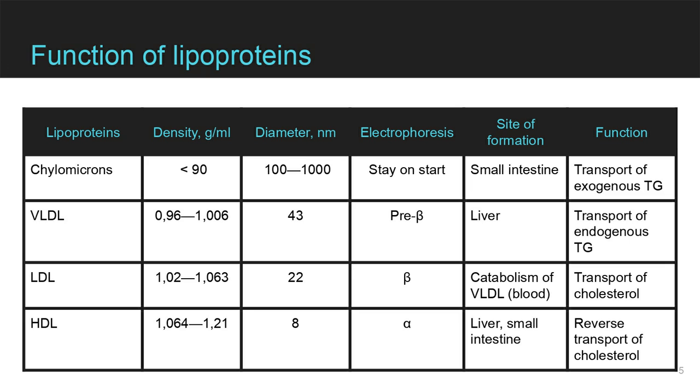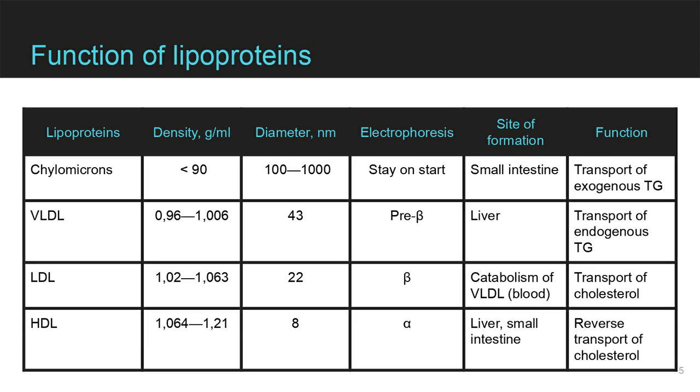The second criterion to distinguish them is the diameter, the size. Chylomicrons are a very big structure. In some cases, we can see them using microscopy. The third method to distinguish them is electrophoresis.